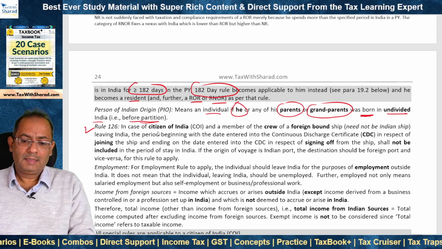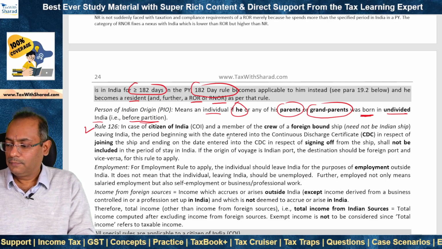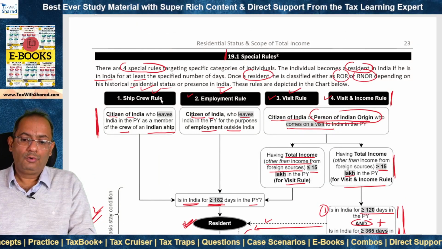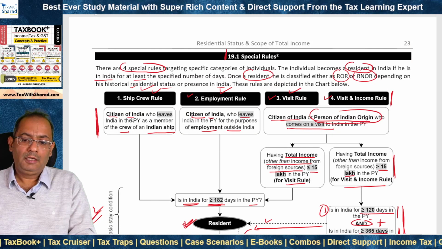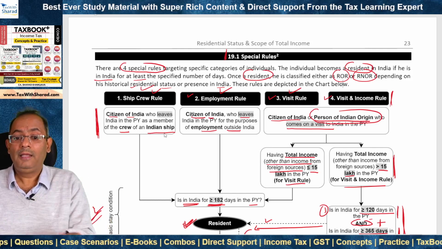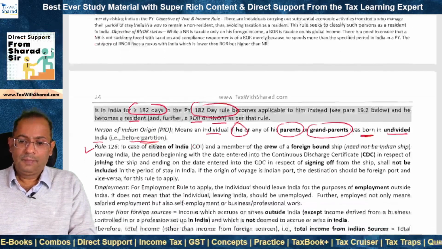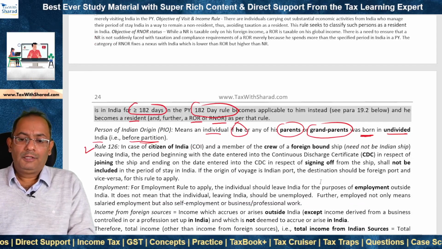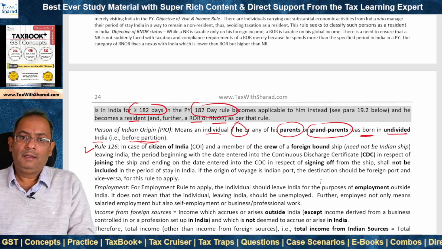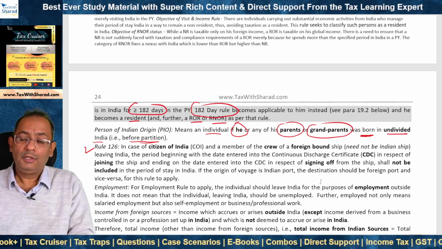What is Rule 126? Just to note, in the ship crew rule, we saw that it applies to a citizen of India who leaves India in the previous year as a member of the crew of an Indian ship. Now, as per the general rule, while computing the period of stay in India, the date of arrival in India or departure from India is included.